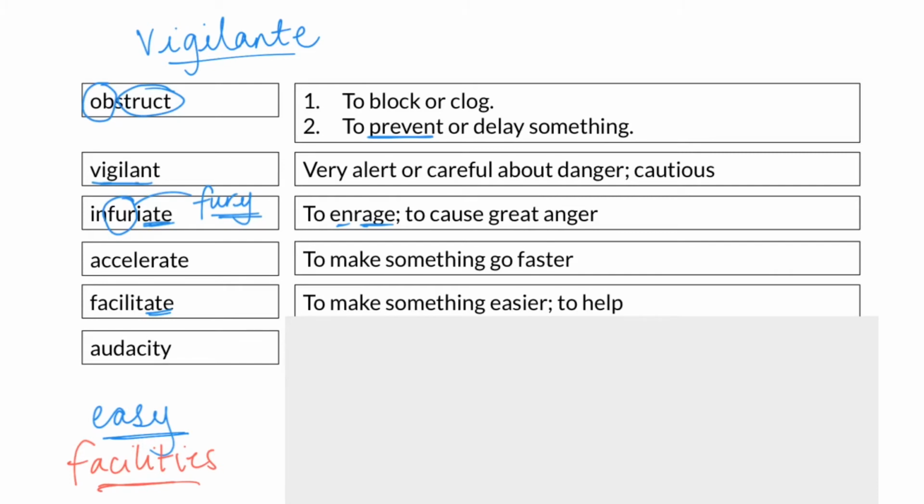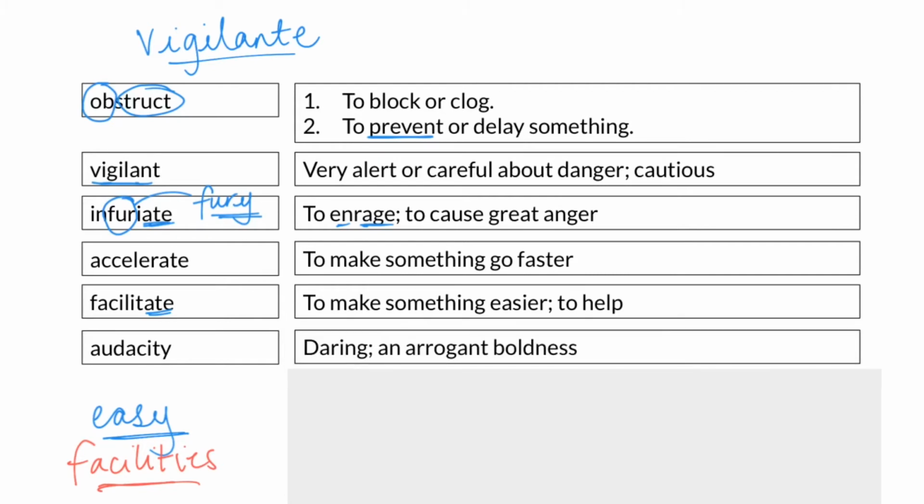You would think that a thief might try to steal a car at nighttime when no one's around, when you're not seeing perhaps as many vigilant neighbours. But if you have the audacity to do something, then perhaps you're feeling arrogant. You're feeling like you won't get caught. And that's what audacity is. It is daring and an arrogant boldness.